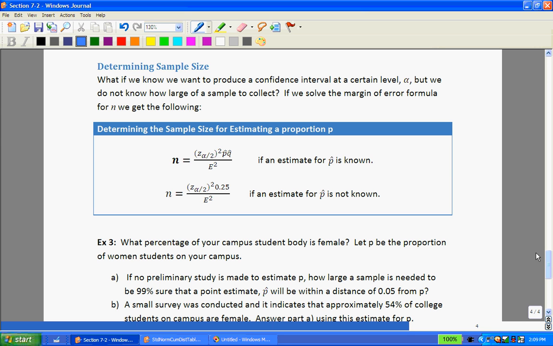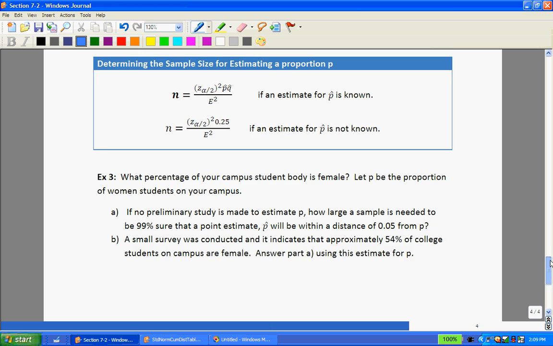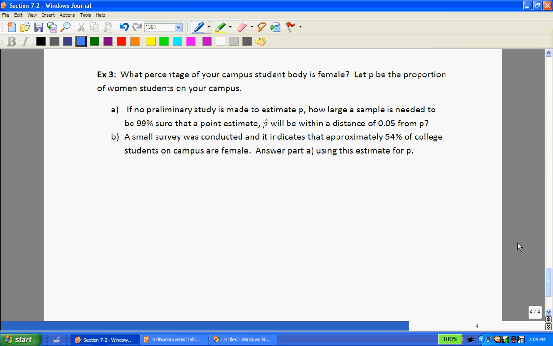So n, remember, is our sample, and what happens is we take our z sub alpha over 2, square that, multiply it by p hat and q hat, and divide by e squared. That's if we do have an estimate for p hat. If we don't, then we use 0.25 as an estimate for p hat times q hat, and everything else stays the same. Okay, now let's take a look at example 3.